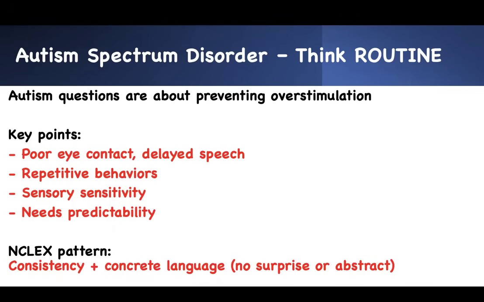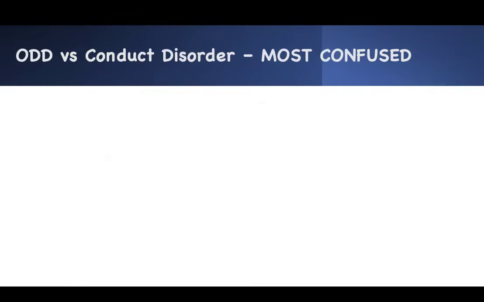What does the NCLEX want you to know? Exactly the same thing. I'll summarize it. Consistency, predictable. They know what is going to happen. And when you're talking to them, no abstract. Just say what the thing is. Concrete language is good for them. No surprises, no abstract, just concrete language. You conquered number 2.